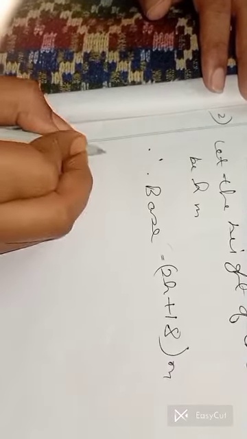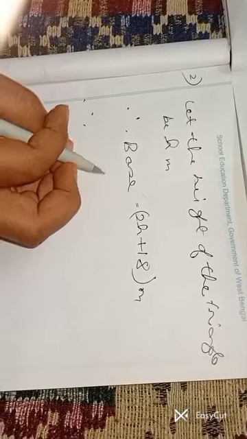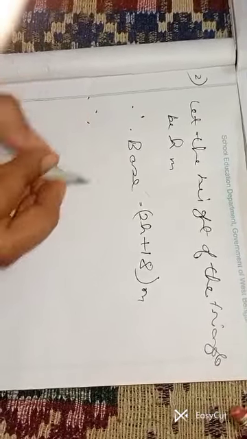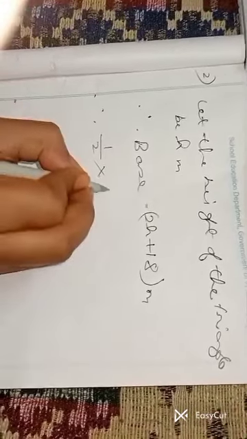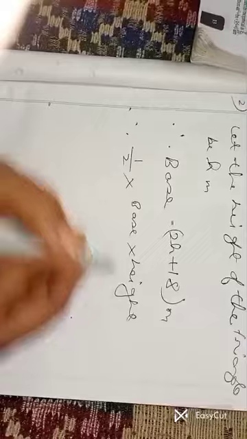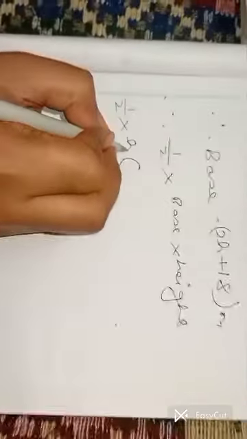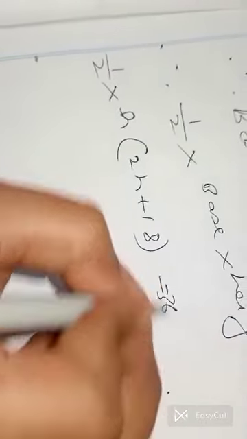Now it's given in the question that the area of the triangle is 360 square meters. What is the formula for the area of a triangle? Half into base into height. So when we create an equation here, we get half into height h into base 2h plus 18, and this equals 360 square meters.